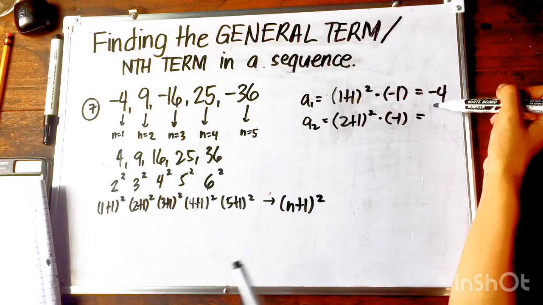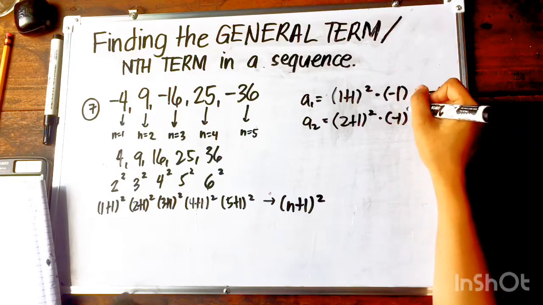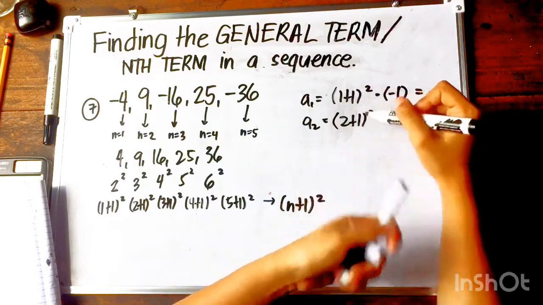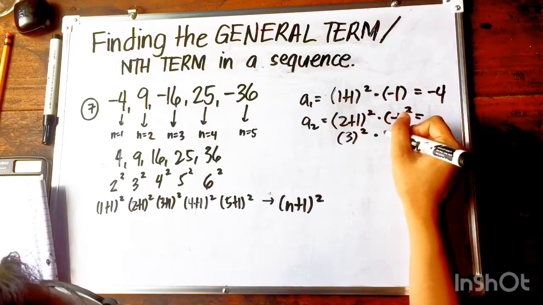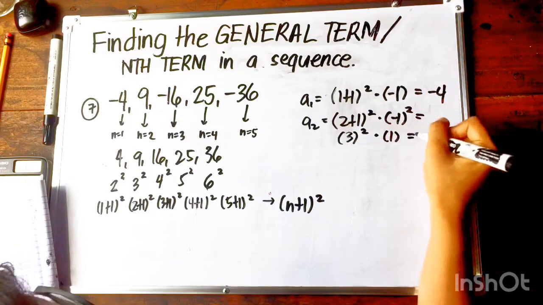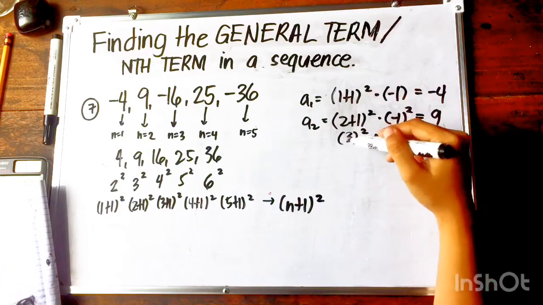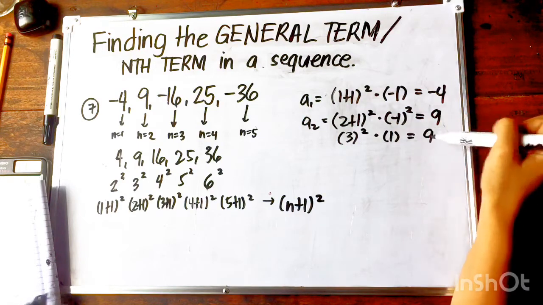9 times negative 1 is negative 9. Ang tanong, paano natin siya gagawing positive? So, one way is, i-square natin to. Tama? Kasi negative 1 squared is 1. So, 2 plus 1, so magiging 3 squared to class, times 1, which is 9, diba? Tama? So, 3 squared times 1 is 9.